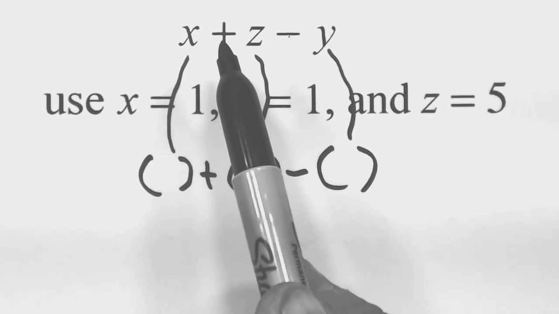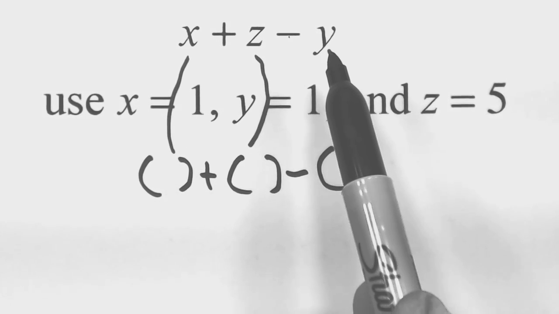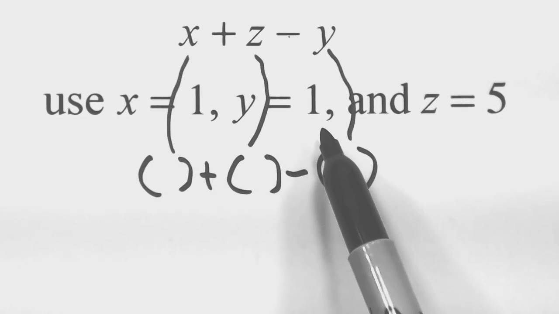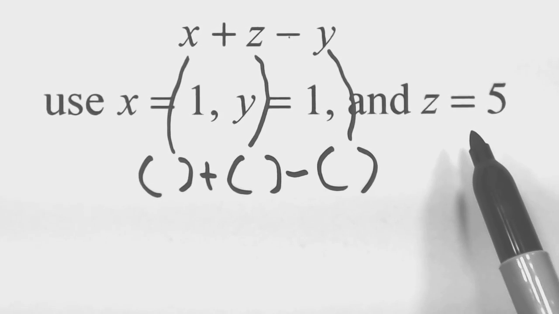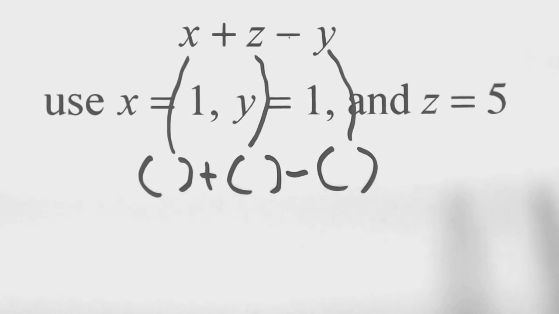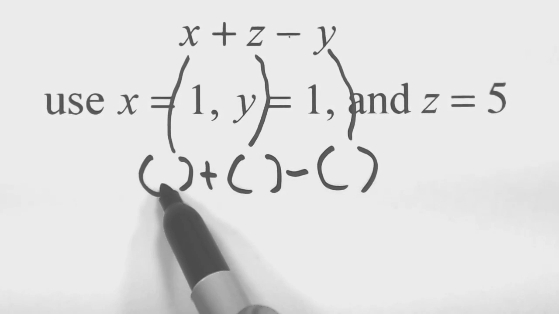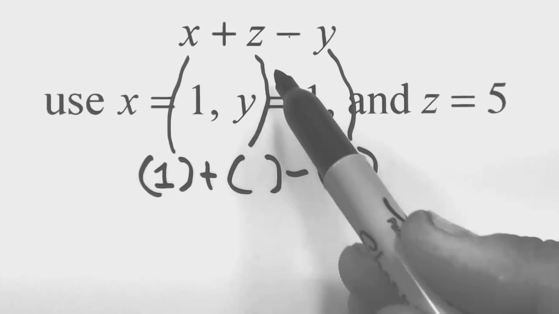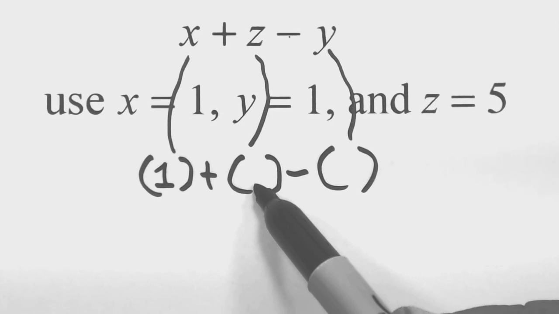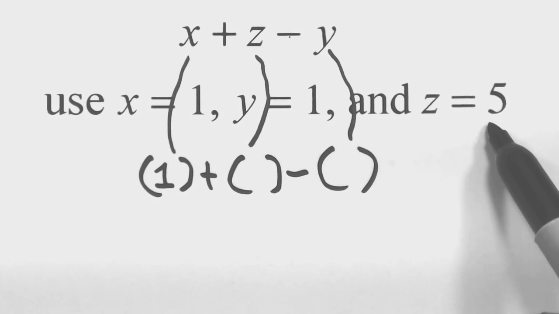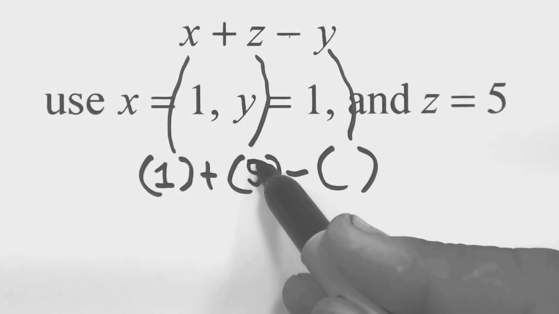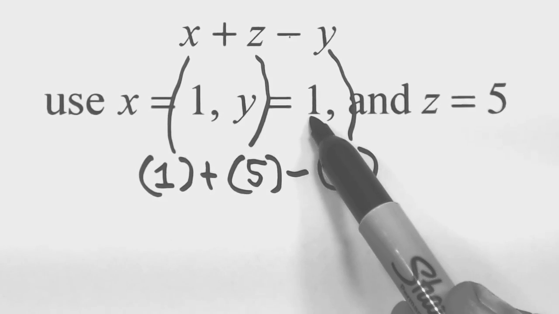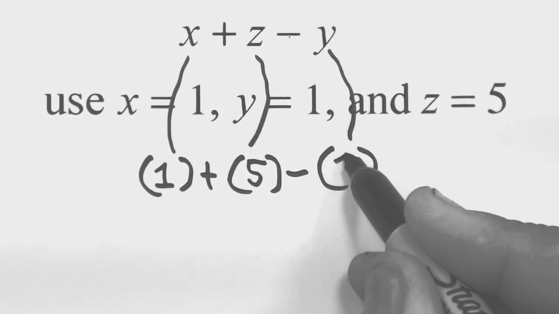So again, I've just taken the original expression, rewritten it, made a hole for each of the variables, and now you simply plug in the values, but you must be careful to get everything in the correct place. So, this first hole is for x. My x is supposed to be 1. The second hole is for z. Okay, well, what's z supposed to be? Z is supposed to be 5, so be careful when you put these in. The last hole here is the one that matches y. My y is supposed to be 1, so there I am.